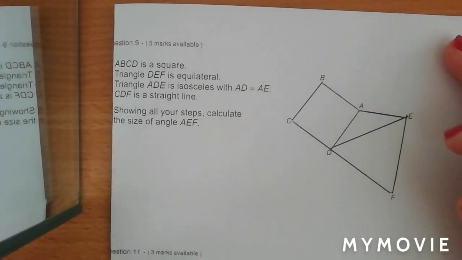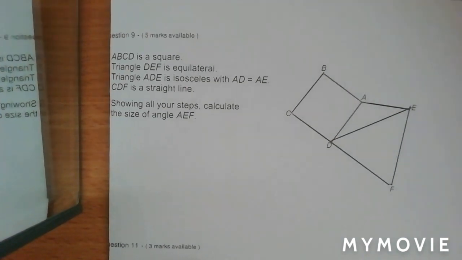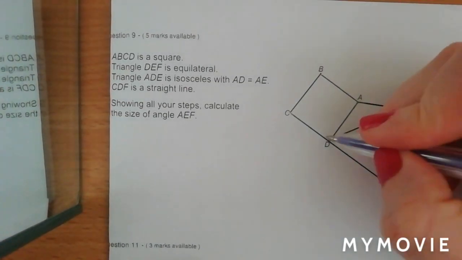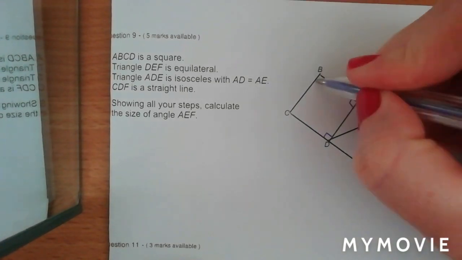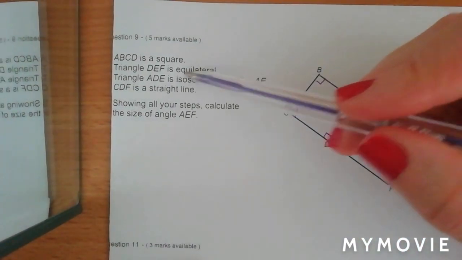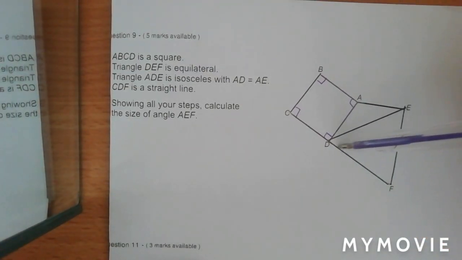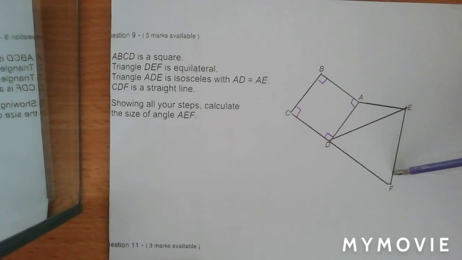So this one is for question 9. First of all, start by getting the important parts out of the question again. So ABCD is a square. What that should tell you straight away is each of these angles then are 90 degrees. Easy. Triangle DEF is equilateral. So again, easy to understand what each of those angles are.